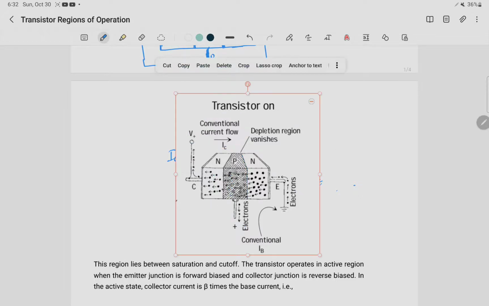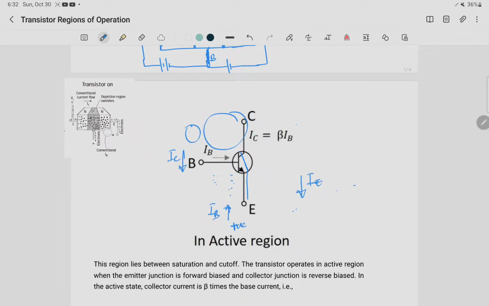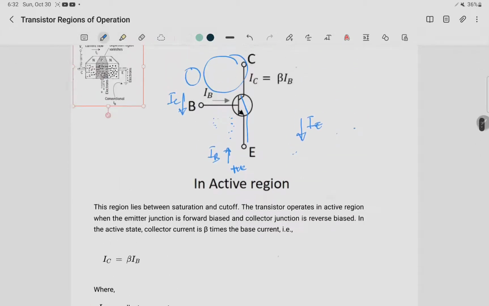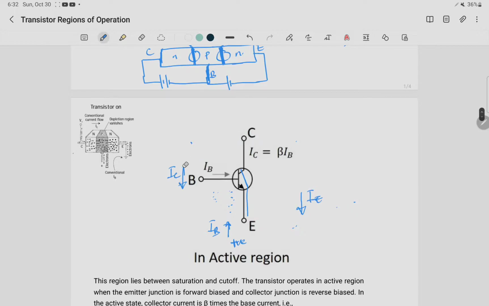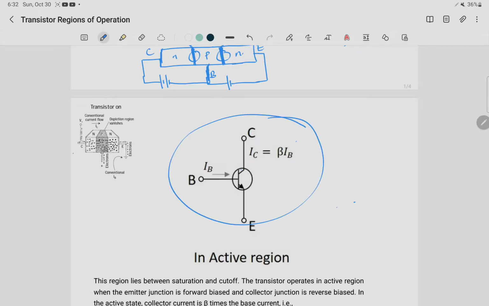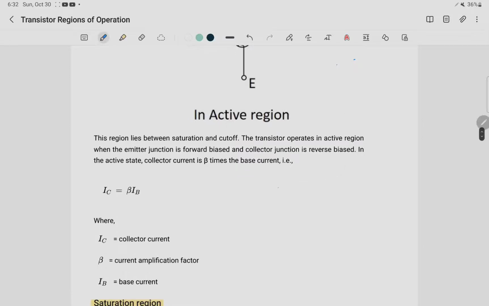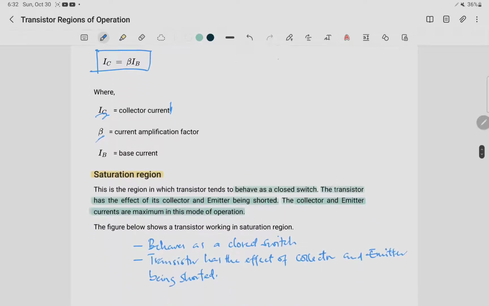So now that you have seen how the active region works, that is basically what this diagram was explaining. Here they just use conventional currents. As I told you guys, when you use the symbols, we always use the conventional currents, but when you use these diagrams, we always use the electron flow to explain them. So this is the relation that I was talking about between the collector current IC, then the constant here, which is beta, the current amplification factor, then IB is the base current.